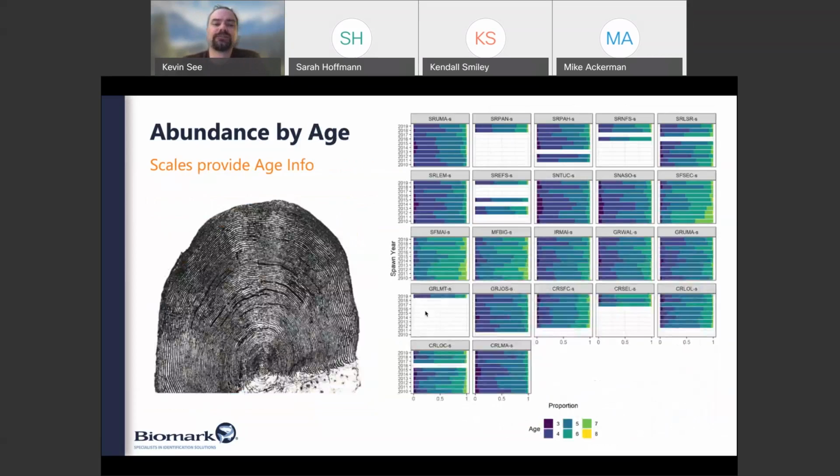The other thing you get from scale data is you can get an age proportion. So this is looking at steelhead. They're coming back at a variety of ages. You can see down at the bottom, some of them come back at age 3, 4, 5, 6, 7, or even 8 years old. And for each population, you can get an estimate of what that age breakdown is for that returning year.